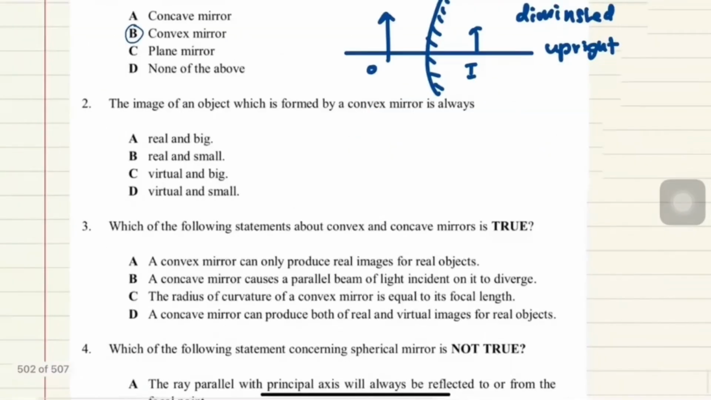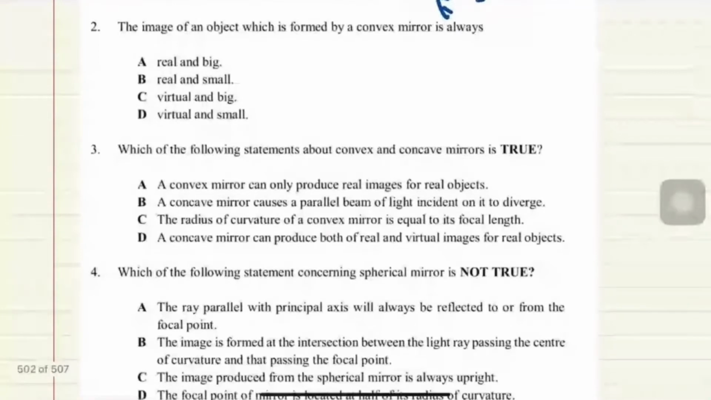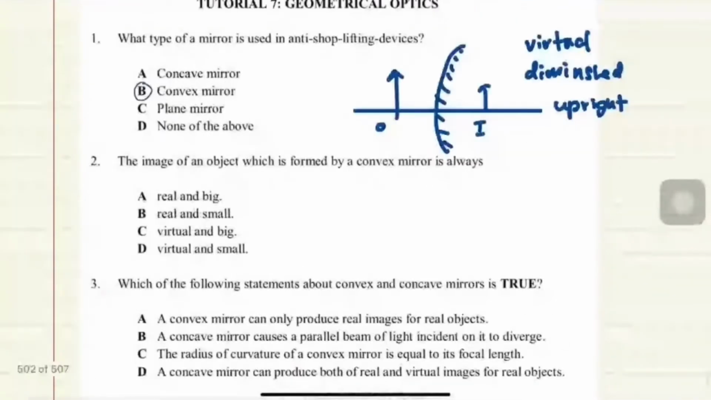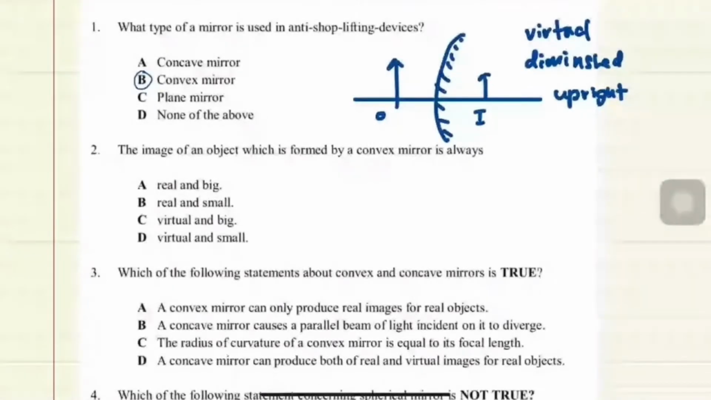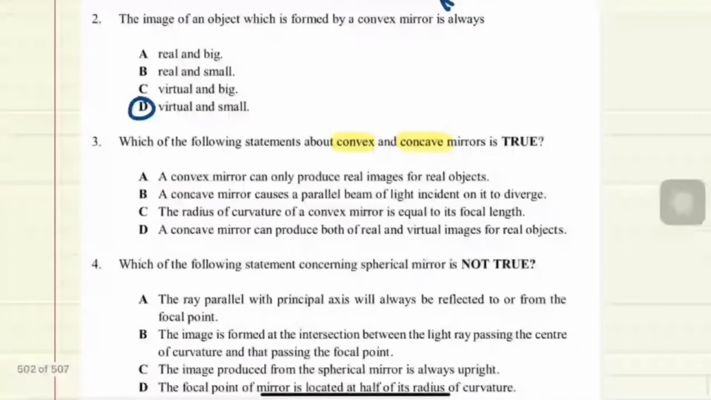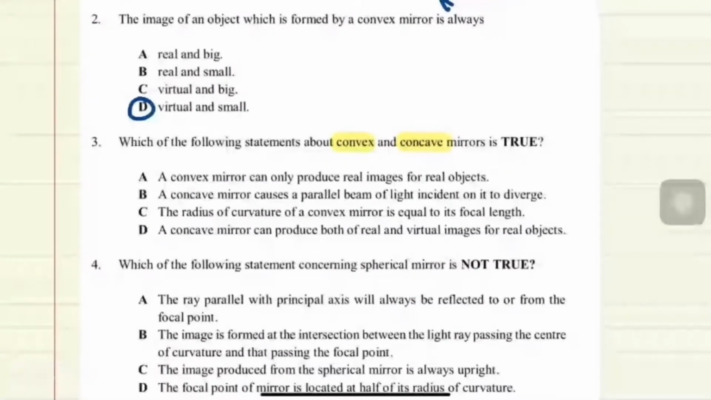Okay, question number 2. The image of an object which is formed by a convex mirror is always, okay, this is the same as before, virtual and smaller. Question 3. Which of the following statements about convex and concave mirrors is true? Answer A says a convex mirror can only produce a real image for the object. So the convex mirror we drew just now, its image is always virtual. So this one is wrong.